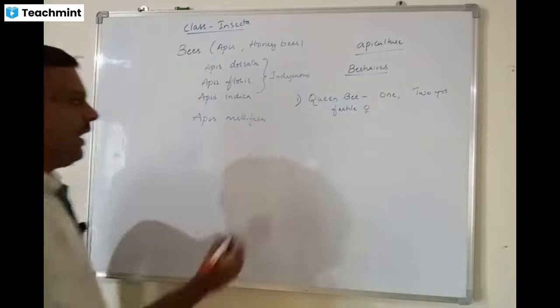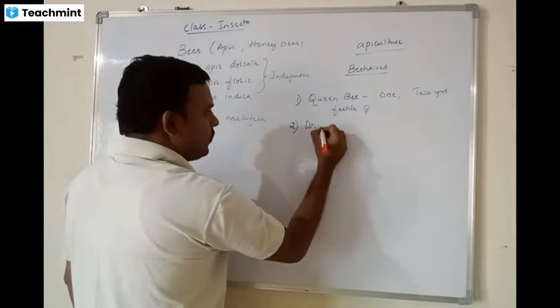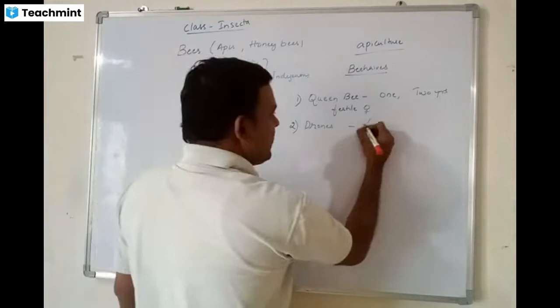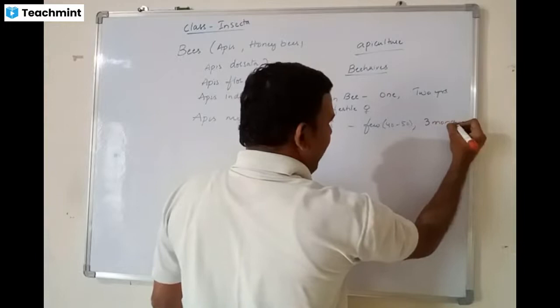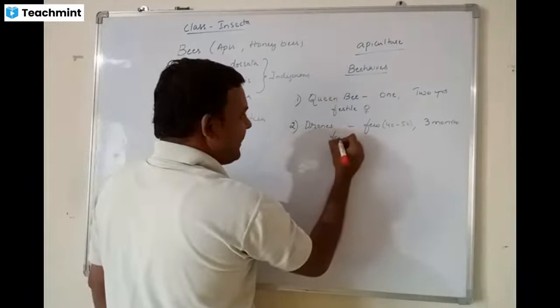The second one is drones. They are few in number, around 40 to 50 in a beehive, not more than that. They survive up to 3 months. And the drones are fertile males.